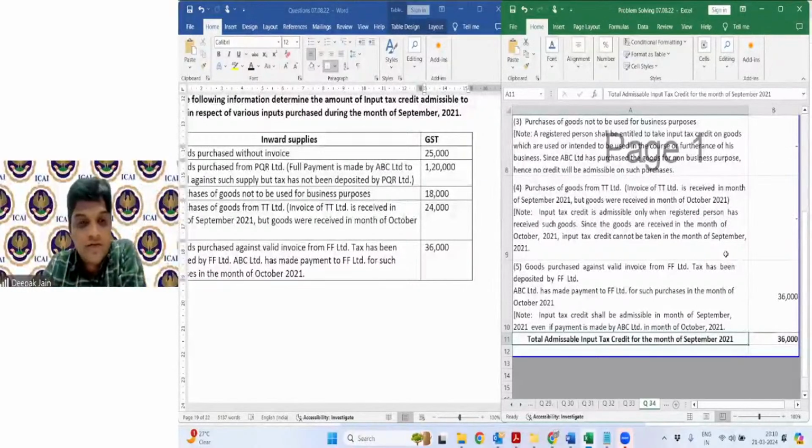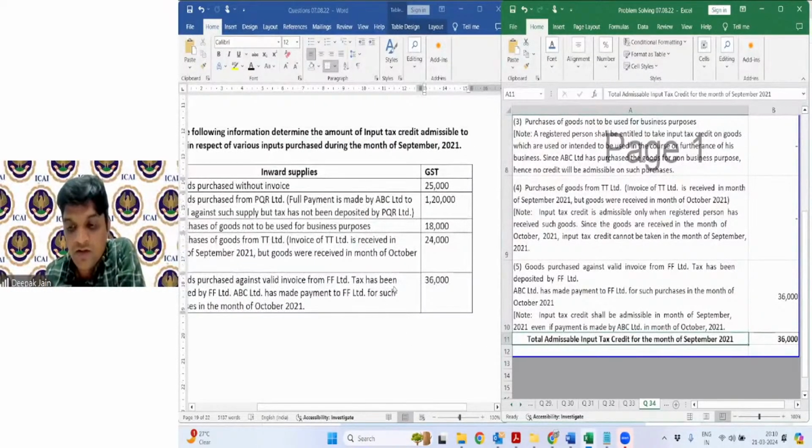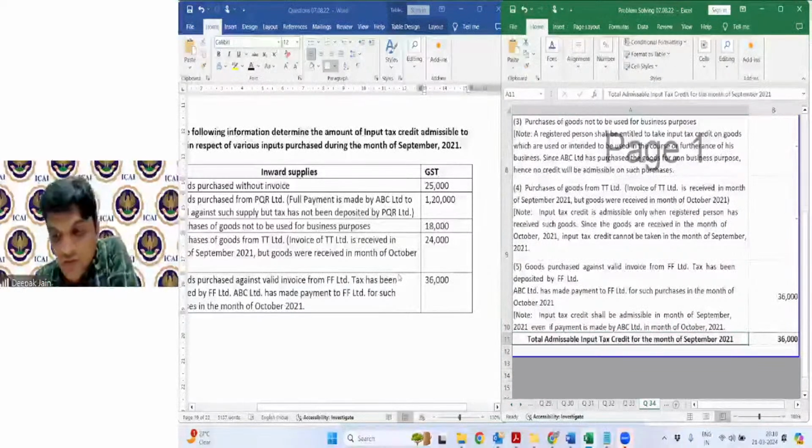क्वेश्चन नंबर 34. One not allowed because invoice 36. 2 allowed. 3 not allowed. Person use 4.